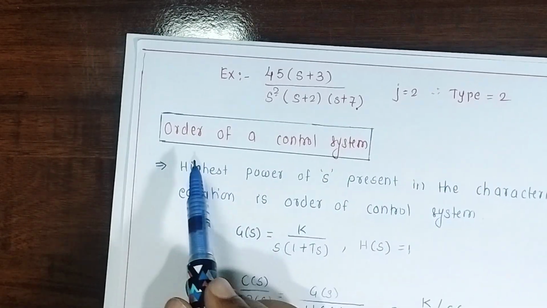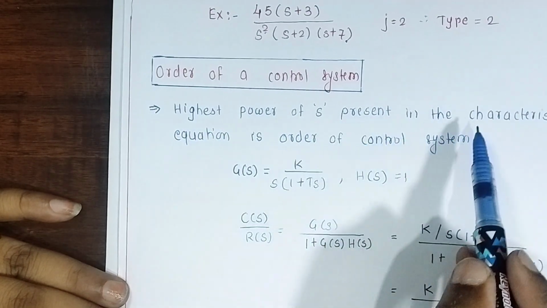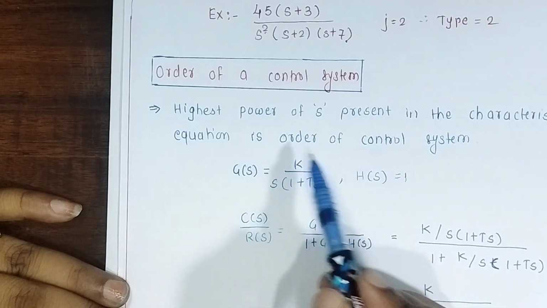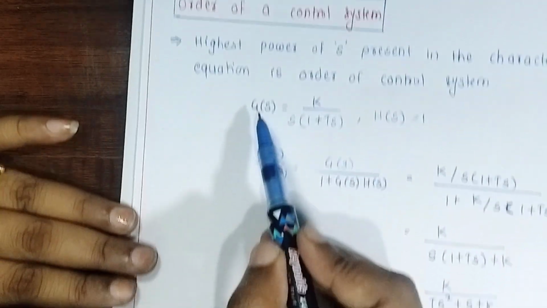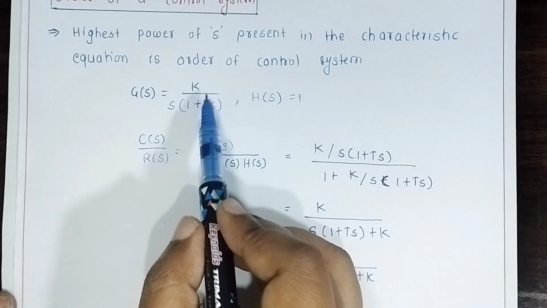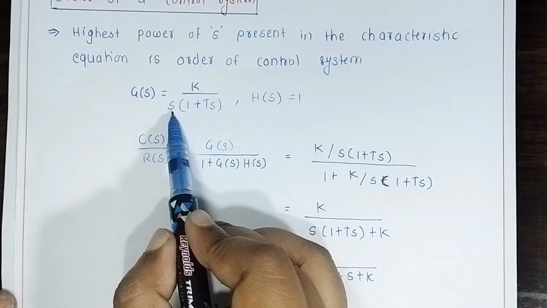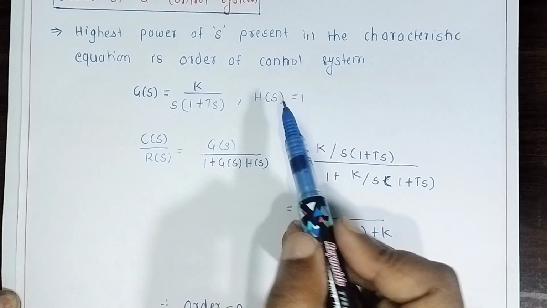Now the next topic is the order of the control system. The highest power of s in the characteristic equation is called the order of the system. So let us take one example. G(s) is given: G(s) = K / (s(1 + Ts)). Here H(s) is 1, a unity feedback system is given.